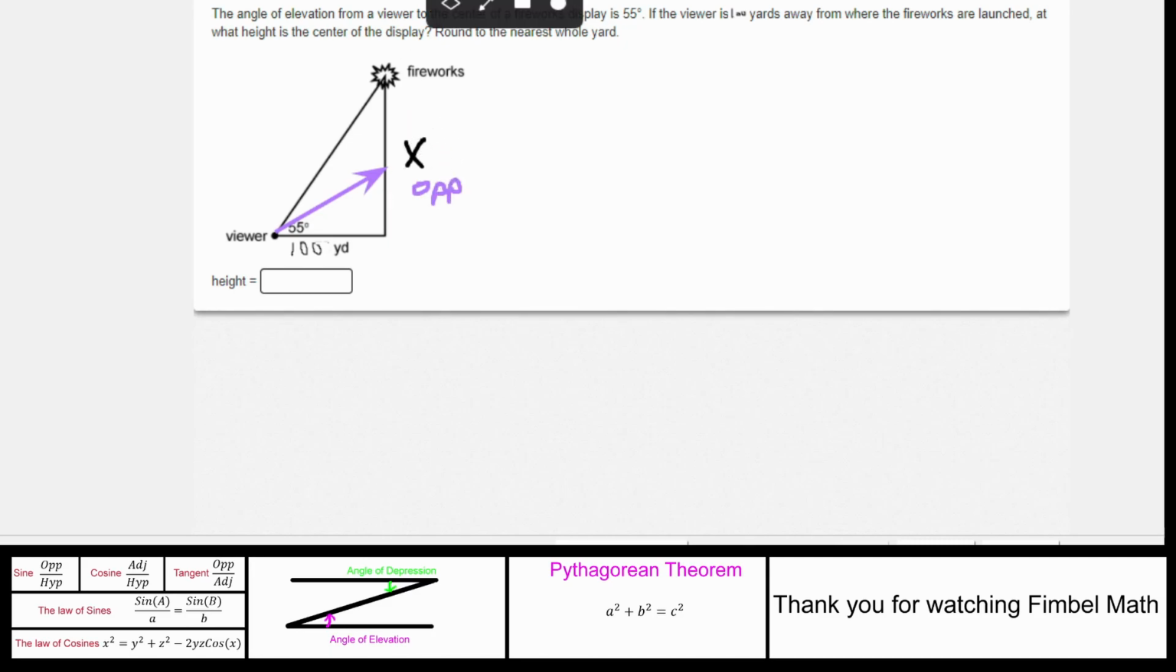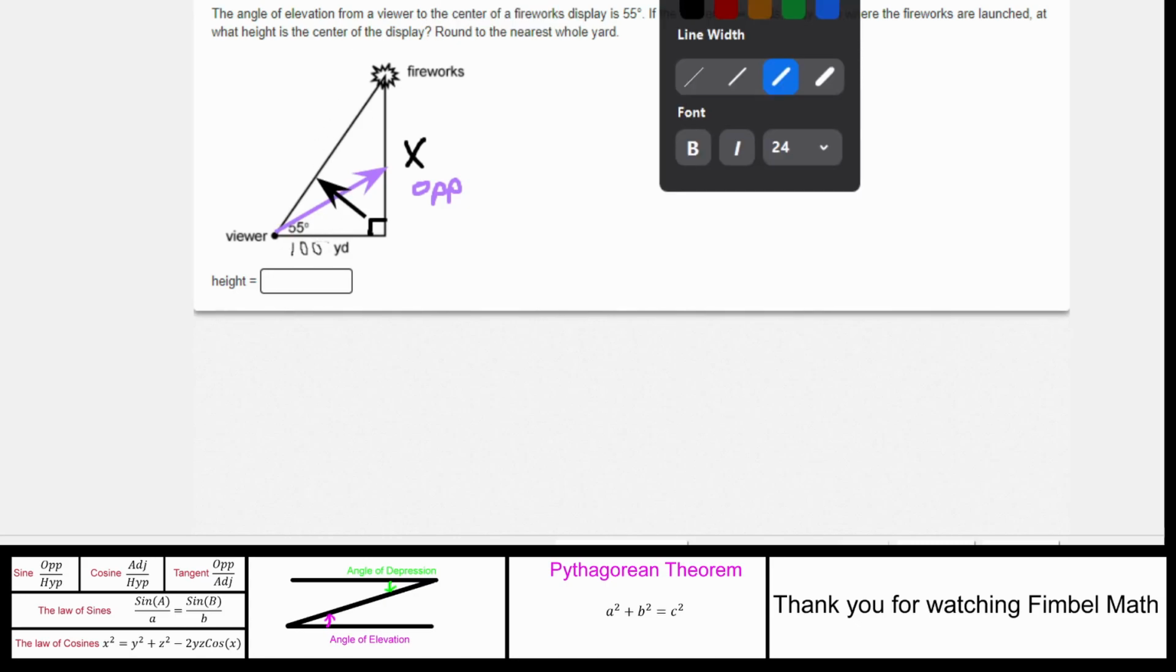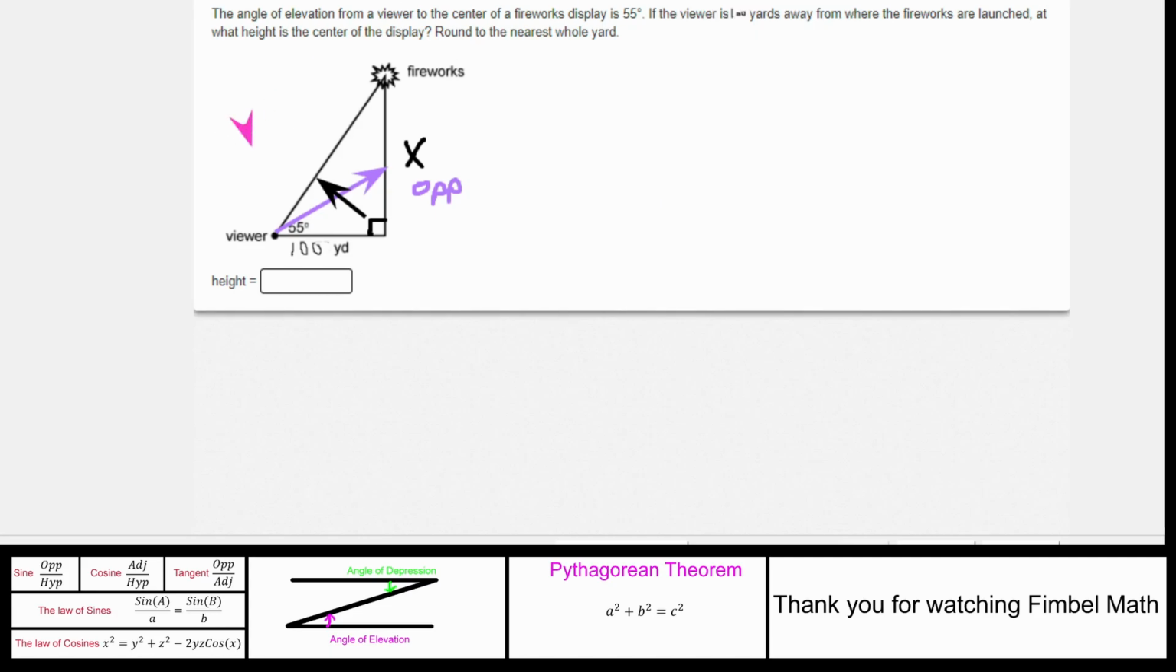And then obviously, when the firework leaves the ground and travels straight up, it's going to be perpendicular to the ground, making this side the hypotenuse. And then whatever's left over is going to be my adjacent.